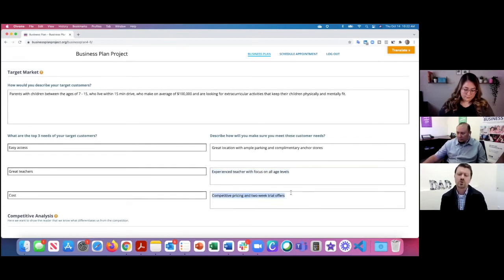We're going to offer 2-week free trials for those that are like, I think I want to get my son or daughter into Taekwondo, but I'm not sure. I'm not ready to sign up for a monthly subscription or an annual commitment right now. So that's how we're going to meet that need. It's totally up to you, but this is really important from your marketing perspective, putting these top 3 needs in your marketing in all facets.